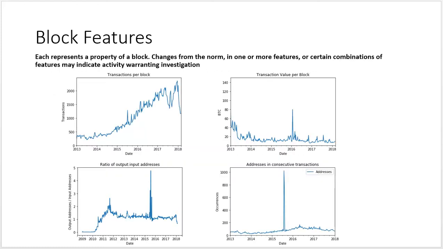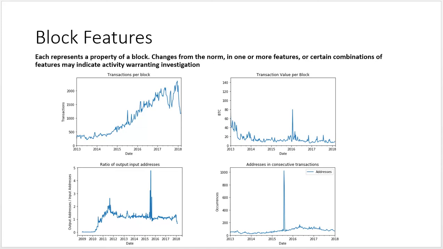I want to talk about the results of this. You can see the code on the GitHub repo. What we've got here are looking first at blocks. So of the 500,000 blocks, what types of features can we extract from them? Well, we can look at how many transactions there were. We can look at the value of the transactions. We can look at how many discrete Bitcoin addresses were involved and what was their ratio. So that's the bottom one. We can look at how many addresses were used in rapid succession, so flags for different kinds of activity.